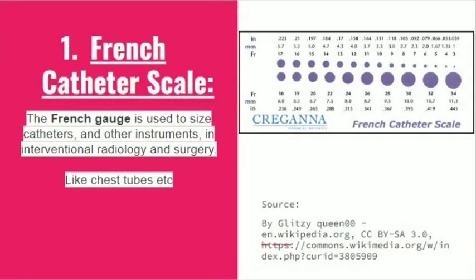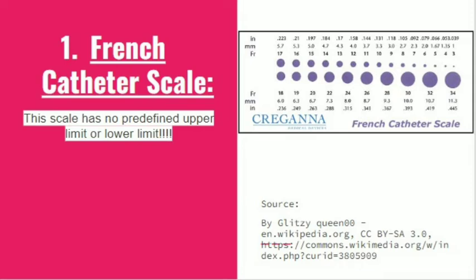The French gauge is used to size catheters and other instruments that are used in interventional radiology and surgery. For example, chest tubes. This scale has no predefined upper limit or lower limit because it is not a relative scale. It is a simple mathematical formula. We will get the millimeter size outer diameter of the tube and we will divide it by 3 to get the French gauge value. So it can have any limit. There is no limit. It is limitless, sorry.